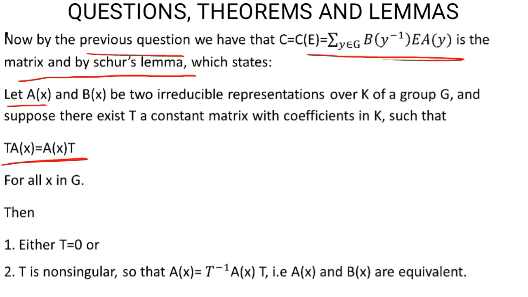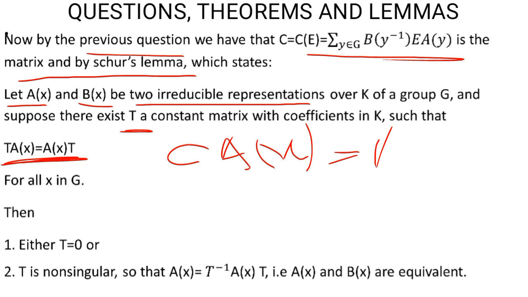It says that let A(x), B(x) be two irreducible representations of a K group G, and suppose that there exists T, a matrix with coefficient K such that this happens. In our own case, in our construction, we saw A(x)C equals CB(x). So in our own case it is C, but in the definition in Schur's lemma, it's T that's used there. You could choose to make it C, but you have to change the notation here, okay? So that holds for all x in G.